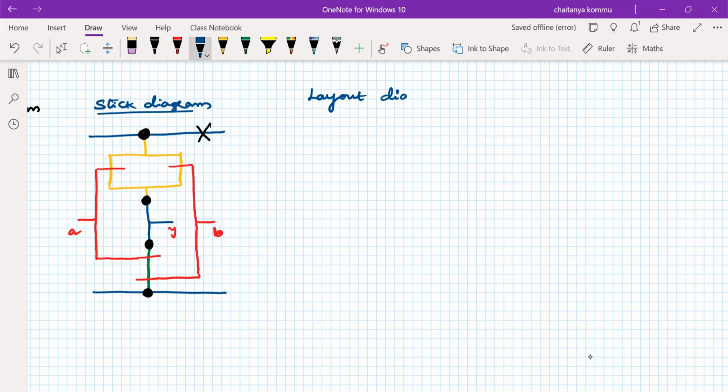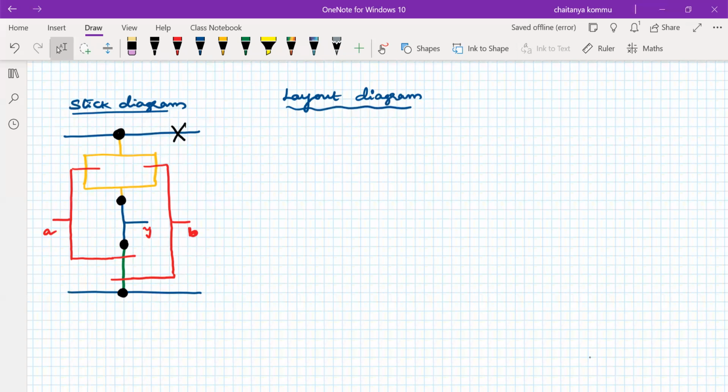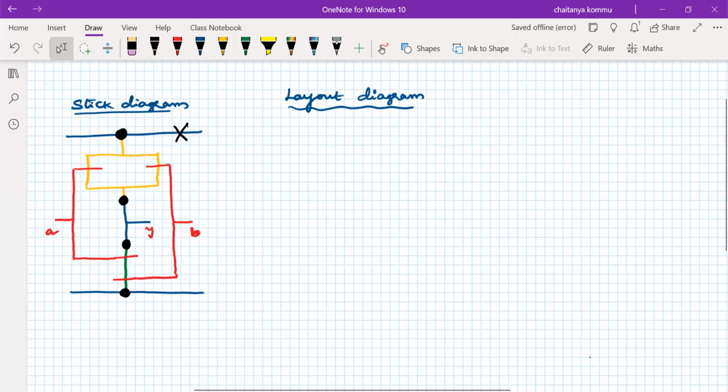Layout diagram. In the same way that we have drawn the stick diagram, we have to draw this, but we have to apply the design rules. The design rules concept we also saw in the third lecture, so please go through it once.